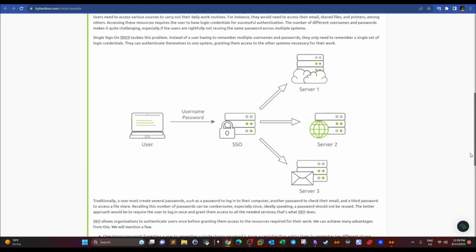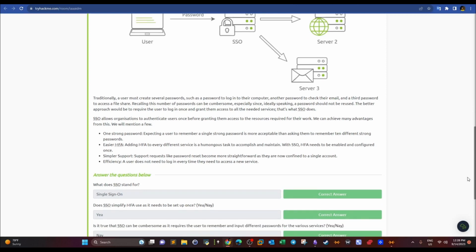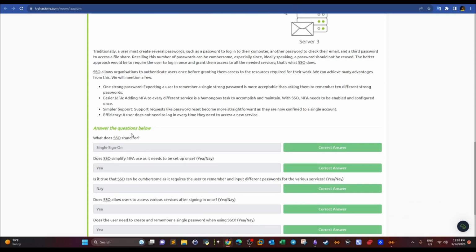Single sign-on is using one account and one password for all the services. An example is when you log into any site using your Google credentials or your Facebook credentials. Does single sign-on simplify MFA use as it needs to be set up once? Yes, because going back to the Google example, if you set up multi-factor authentication on your Google account, it can ask you for the code sent by SMS. So yes, it simplifies. Is it true that single sign-on can be cumbersome? No.